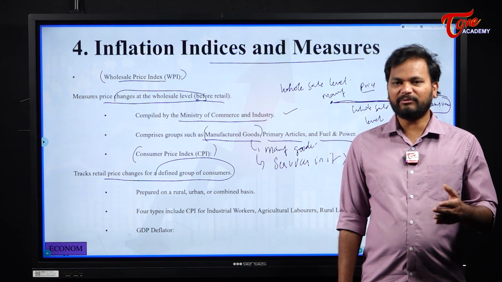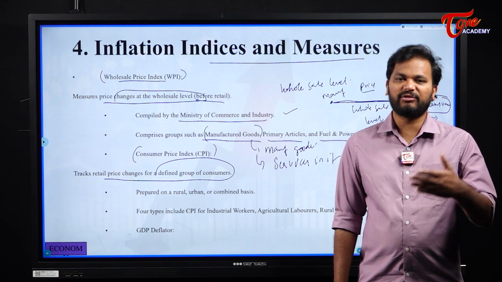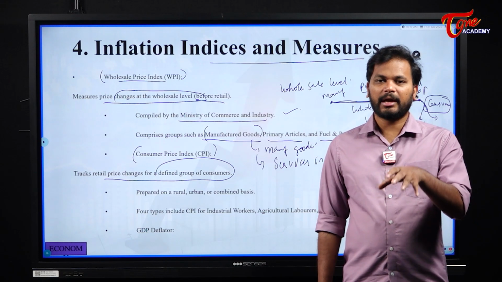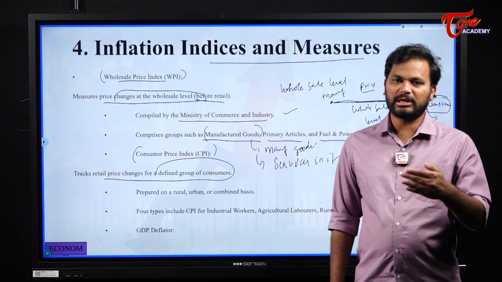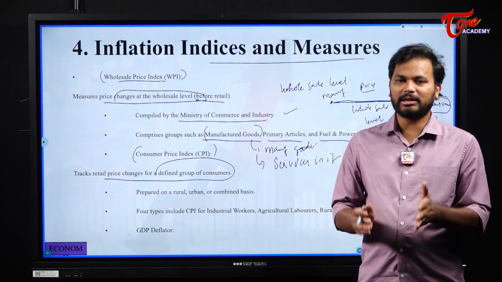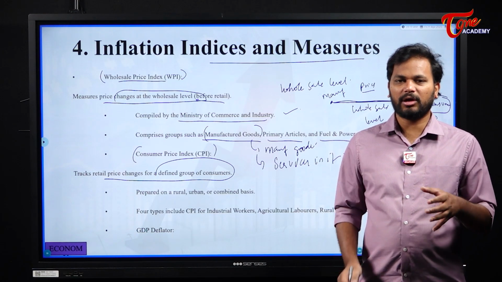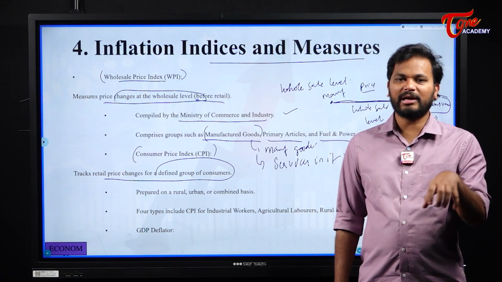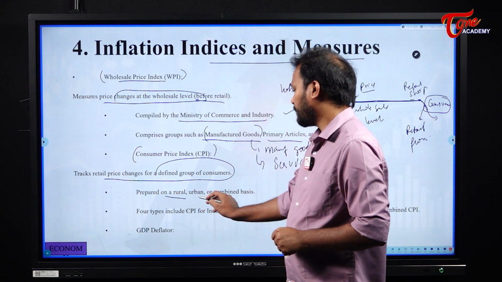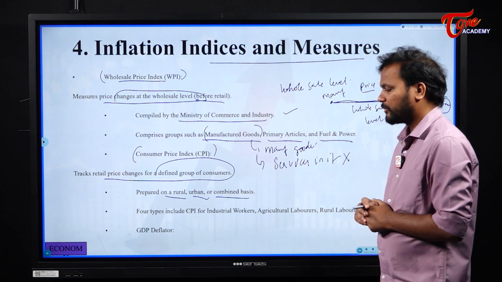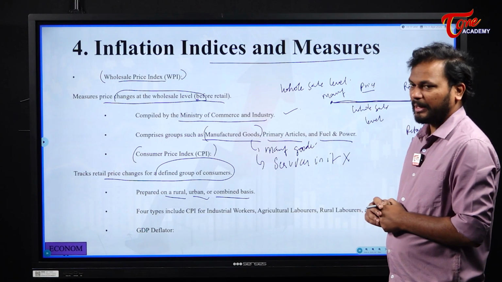Because the group of consumers, or the salaries, or the affordability keeps on changing according to the sector of consumers. That is the reason because of which, for the consumer price index, we do not include it as one sector, or we do not treat everyone as equal. Clear? Now, it is prepared on rural, urban and combined basis.